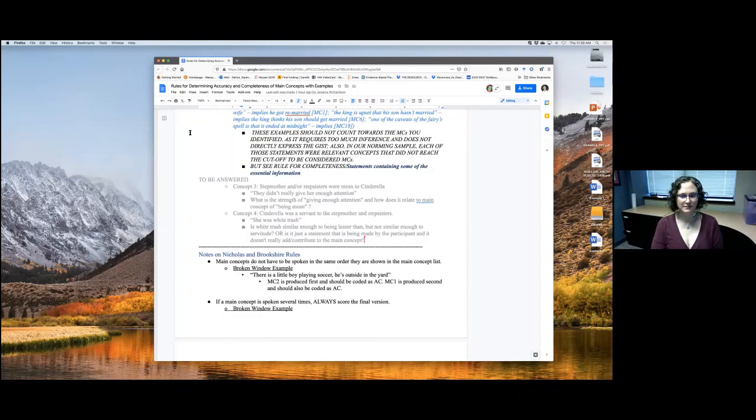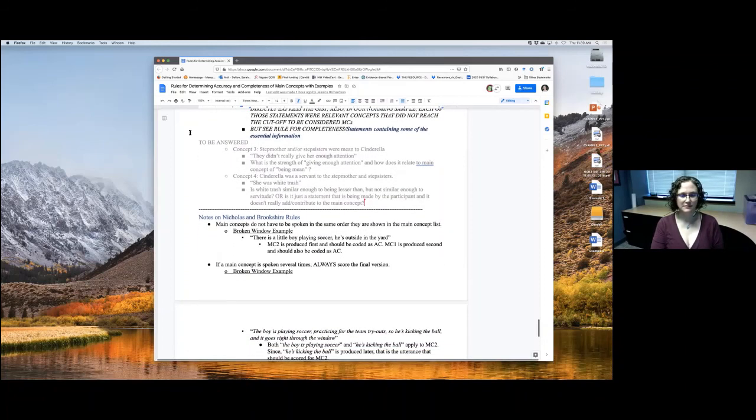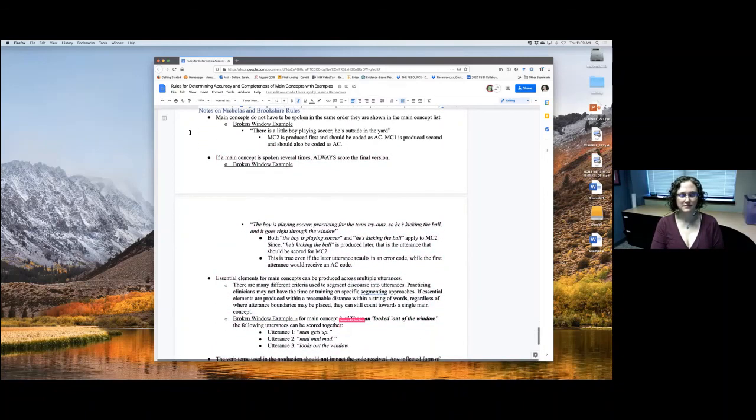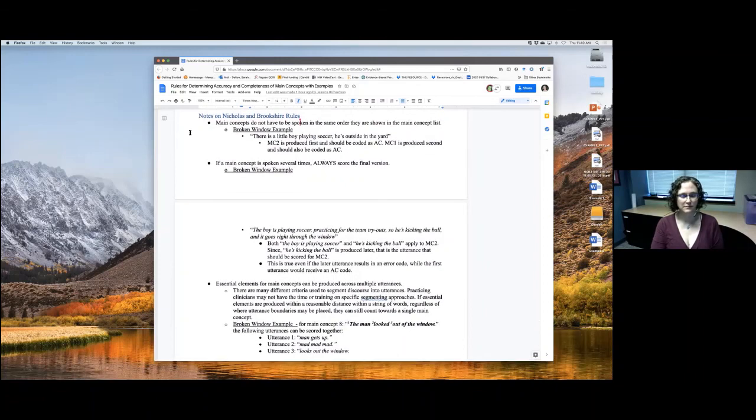And then what you also have in the currently existing manual, but I'll go ahead and point it out, is that there's just a couple of notes, and some of these we've already said, but it's worth saying again. The main concepts do not have to be spoken in the same order that they're shown on the main concept list. And here's an example of how they can be spoken out of order.